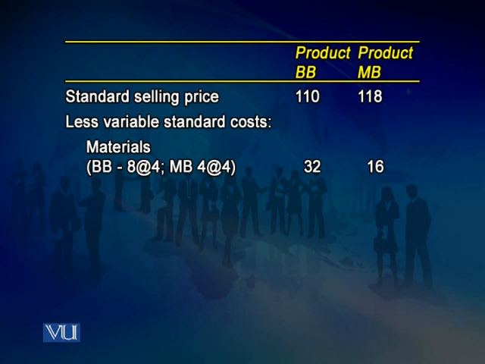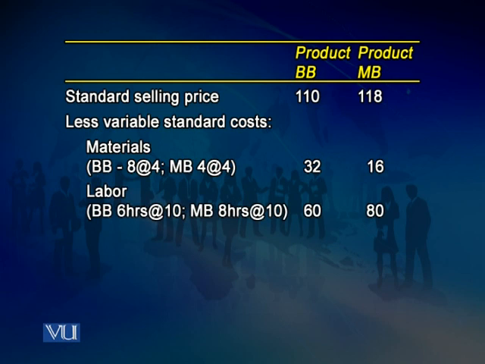Similarly, in MB, 4 units are required at the price of 4. The cost per unit of materials for MB is 16. Labor. The labor rate is 10 per hour. Now 10 per hour, BB requires 6 hours per unit. So the labor cost per unit is 60 for BB, and MB requires 8 hours per unit. So the labor cost is 80 per unit for MB.